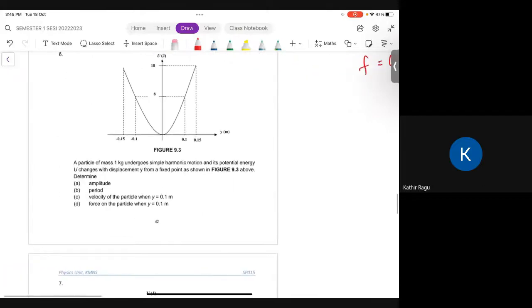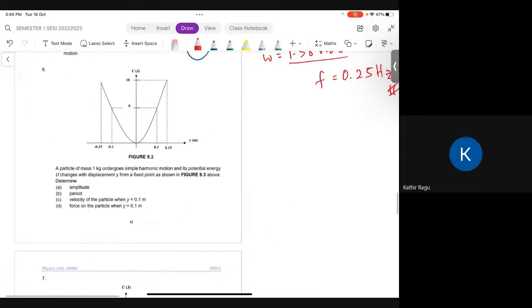Okay, dah. Number 6. Ni graf mangkuk ayun tu. Okay, apa yang kita dapat kat graf mangkuk ayun ni? Ini adalah amplitude, ini adalah negative A, ini adalah, actually ini adalah tutup dia semua ni. Ini adalah U maximum lah. Ataupun sebenarnya ini adalah total energy. Okay, so they ask you to determine amplitude. Okay, berapa amplitude saya? So amplitude saya senang je, 0.15 meter.